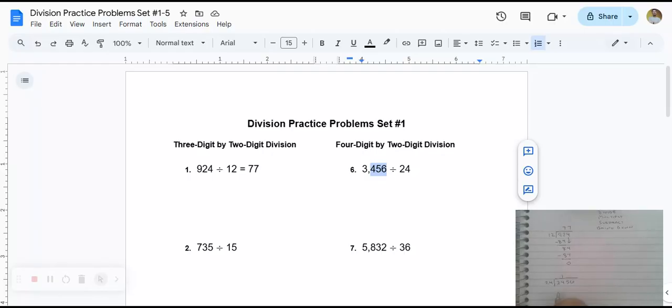That's the division aspect. Now we multiply 24 times 1, which is 24. Then we subtract, and we get 10. Now I'm going to bring down, not 56, but just the next digit. 105 is what the new dividend becomes. And then we divide 105 by 24.